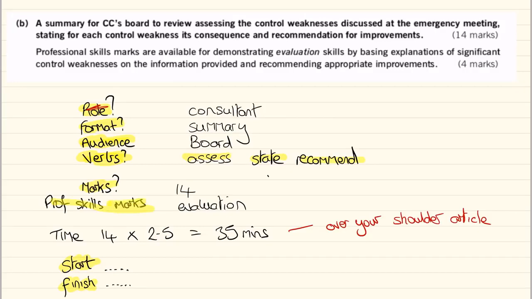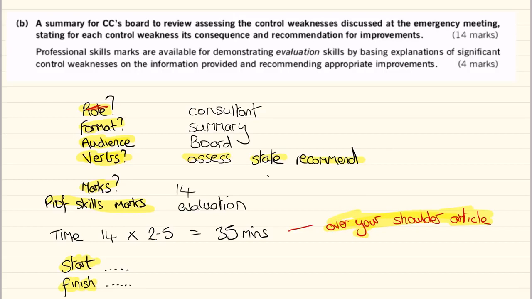Professional skills marks in this case are for evaluation. Also, very aware of the time. 14 marks would allow me to have 35 minutes. Just to be clear on this, further information about how I get 2.5 minutes a mark is available in the Over Your Shoulder article, which is on examiner guidance on the ACCA website.